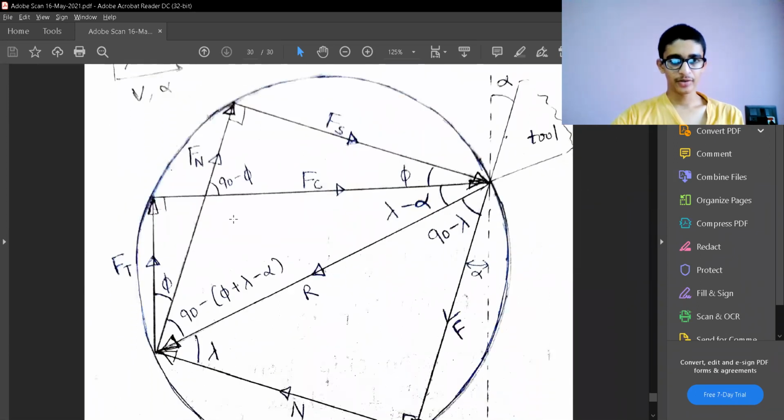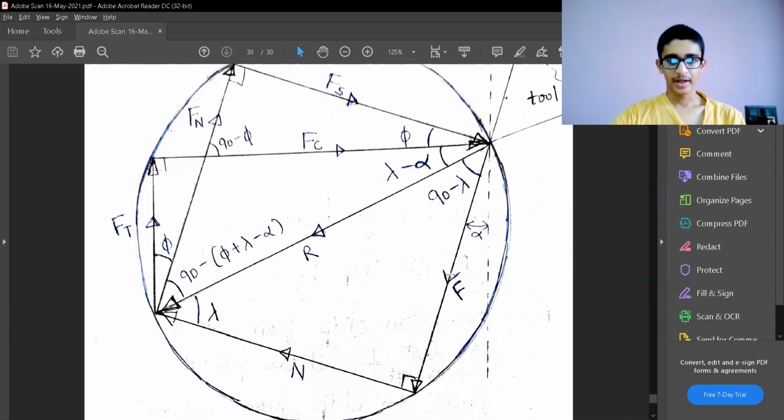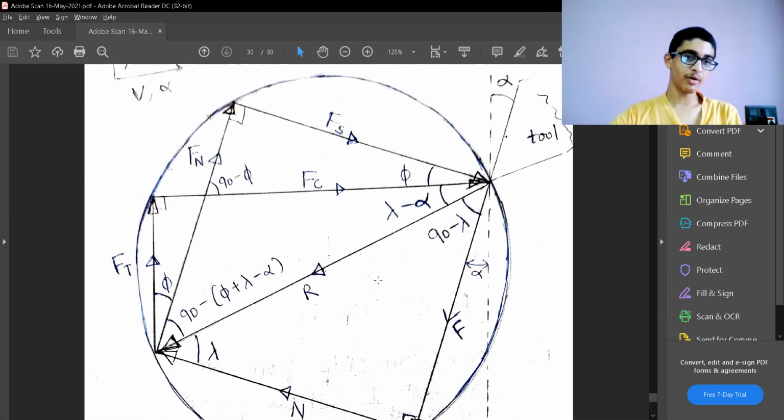So these are the actual forces which are involved: the shear force and the normal force, the cutting force and the thrust force. These are the combinations. The shear force and normal force make one triangle with the equivalent force. The cutting force and thrust force make another triangle with the equivalent force, and the force on the tool and the normal force make another triangle. These three triangles have the same hypotenuse, that is the equivalent force. That's the main point of our connection between all the different triangles we have.